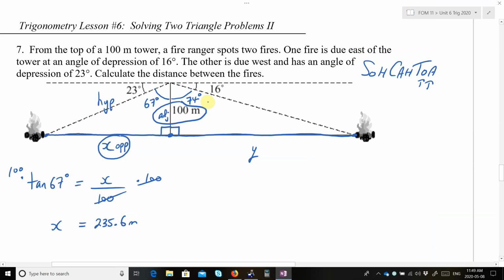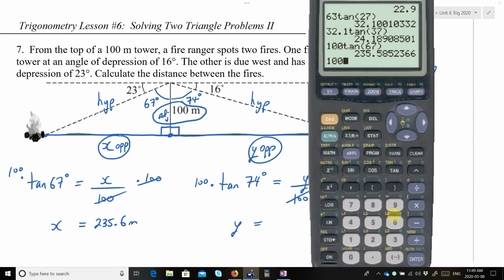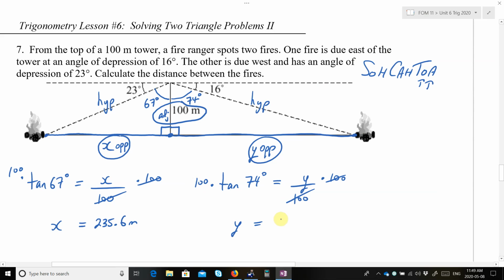And in the other triangle, across from the 74 is the opposite. Across from the 90 is the hypotenuse, so the 100 is the adjacent again. Opposite and adjacent, so it will be tan 74 degrees equals the opposite is y. The adjacent is 100. Multiply both sides by 100, and y equals 100 tan 74, and we get 348.7.